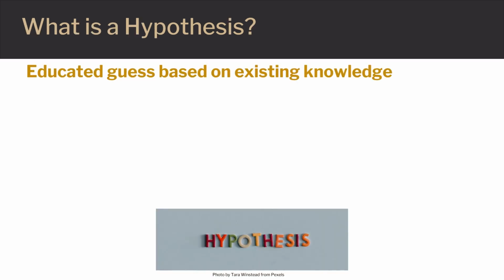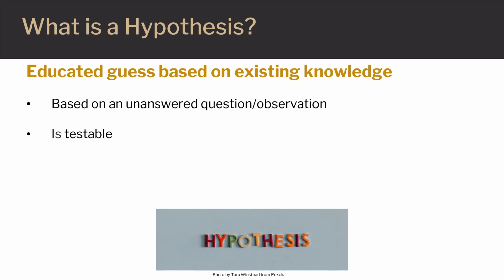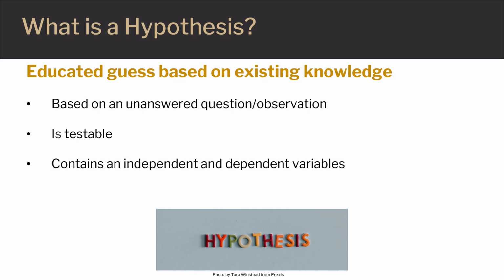A hypothesis is a prediction of an outcome, a potential answer to a question that has yet to be explored. It is an educated guess that is based on pre-existing knowledge. A hypothesis must be testable. In other words, it has to be proven or disproven by observations, conducting experiments, or statistical analyses, and must contain an independent as well as a dependent variable. In the next set of slides, we will outline the steps required to write a hypothesis.